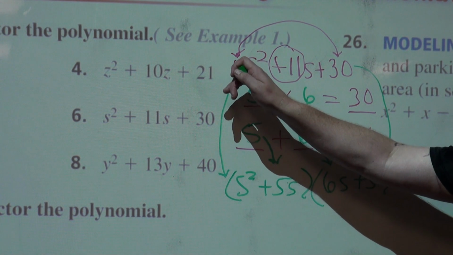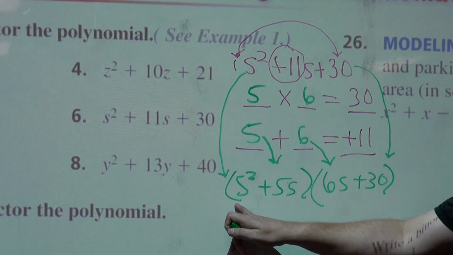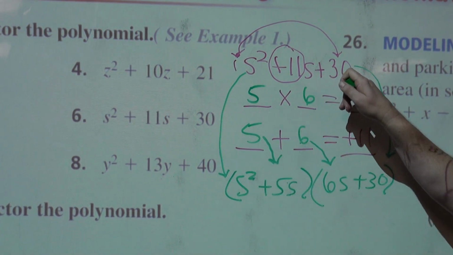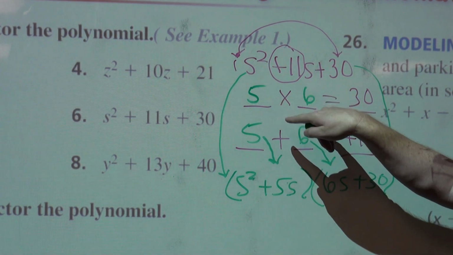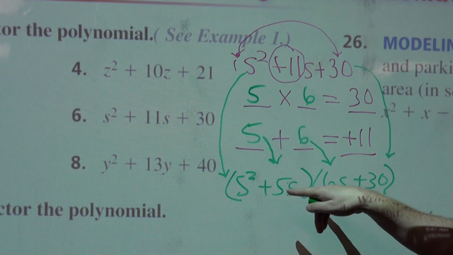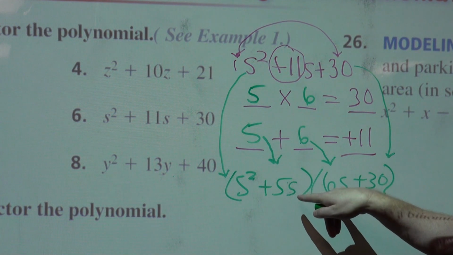So I brought the first term down, put it in the first spot, brought the last term down, put it in the last spot, and then brought the 2 numbers down in their order with their signs, if they're positive or negative, and put them in, adding a variable.